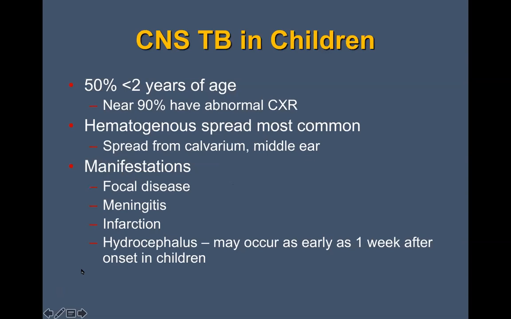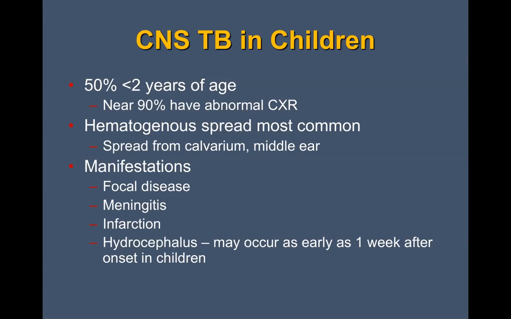In terms of extrapulmonary spread, there's a wide variety of places that it can go. And of course, the brain is a place that we worry about maybe more than most. We mostly see this in young children. It's much more common in young children, particularly under 2 years of age. And almost always, if you've got central nervous system involvement with TB, you're going to have an abnormal chest x-ray. So it's really unusual not to see some findings of TB on the chest.